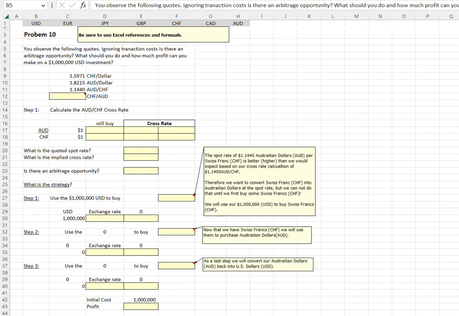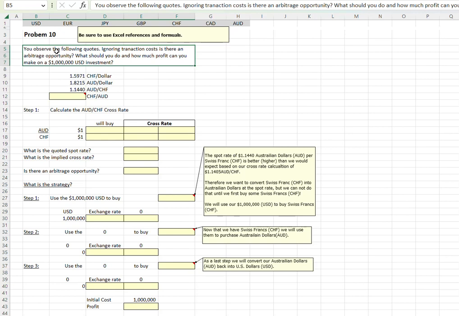In this video, we're going to walk through problem 5-10, where we're asked to calculate a potential arbitrage opportunity. We're given three exchange rates: the US dollar Swiss franc exchange rate, the US dollar Australian dollar exchange rate, as well as the Swiss franc Australian dollar exchange rate. Again, these are observed exchange rates available in the market.